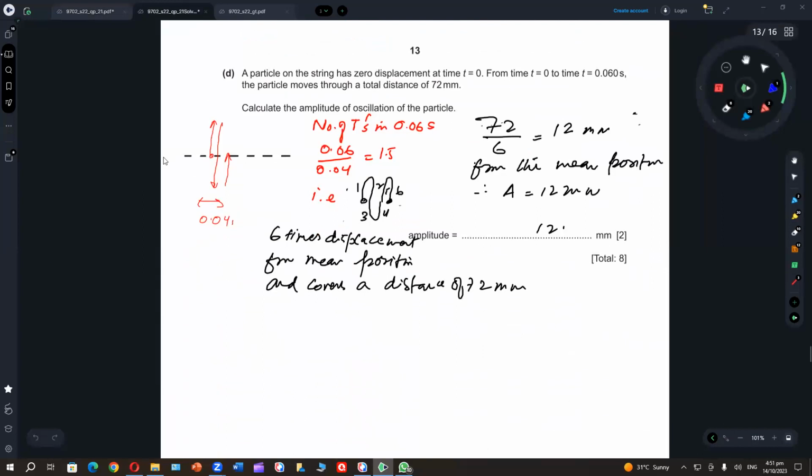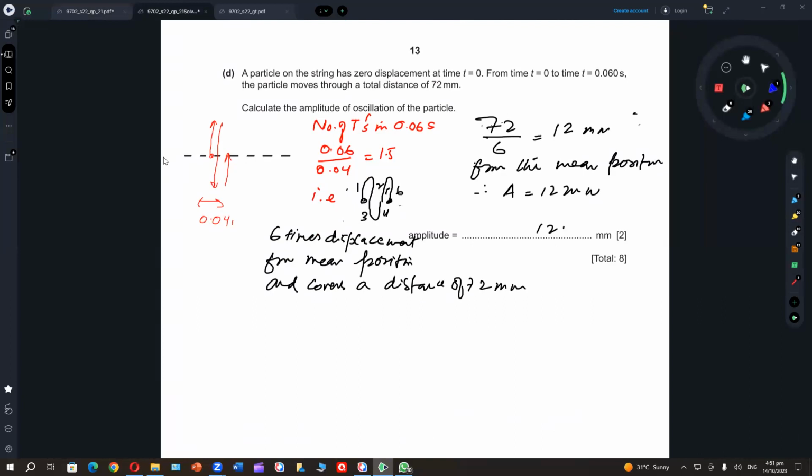So we have this displacement and it goes up, comes down, and we know the time period. So we use it in a ratio and then we find we have 72 millimeter is the total. So it's 1, 2, 3, 4, 5, 6. So it's 6 times the amplitude. And then we divide it by 6 to get the amplitude.